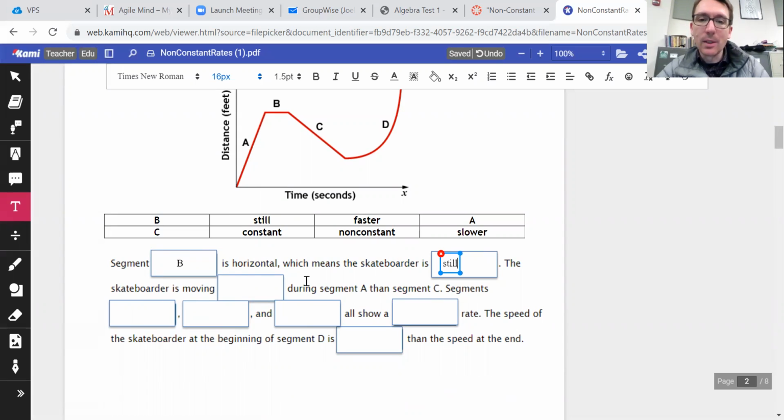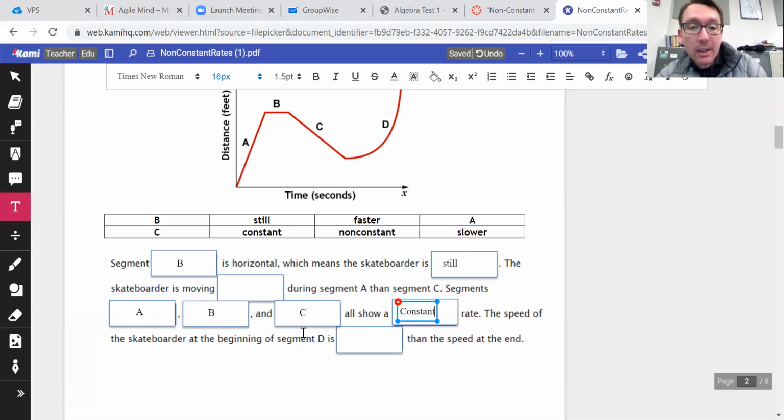The skateboarder is moving during segments A and C. Moving constant. Which segments all show a constant rate? Okay, so I know this. 1, 2, 3 of them all show it. We talked about that. A, B, and C all show a constant rate. We're going to come back to the middle one there. That's confusing. Because they're all straight lines. Straight line, constant rate, every time for the rest of your life.